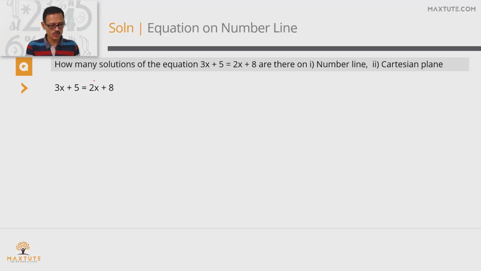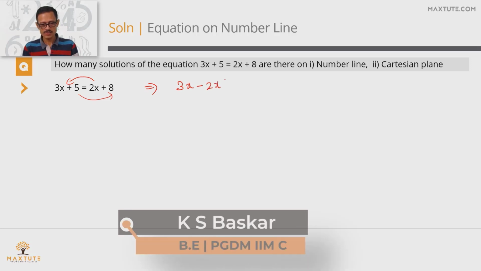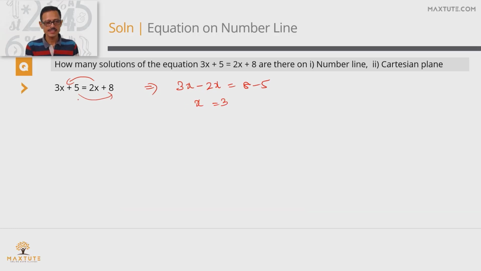Let's take the x terms to one side, 2x to the left hand side, and the constants to one side, 5 to the right hand side. So what we'll get is 3x minus 2x equal to 8 minus 5. 3x minus 2x is an x. x equals 3 is a simplified version of the given equation. Let's check out what happens.